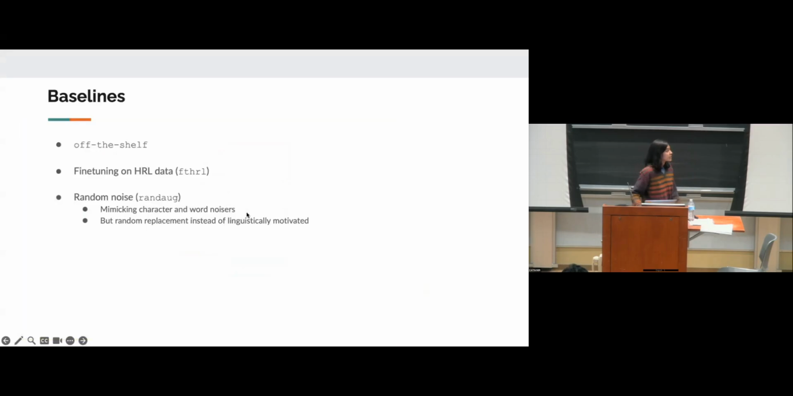Okay, so these are the baselines that we compare against: just the model off the shelf, or we could fine-tune on the same amount of HRL data, or we could also have some random noise, right? So we're claiming that our model of linguistic noise is good for the model, but what if we just did some random perturbations? Would it work just as well? That's what we want to test.